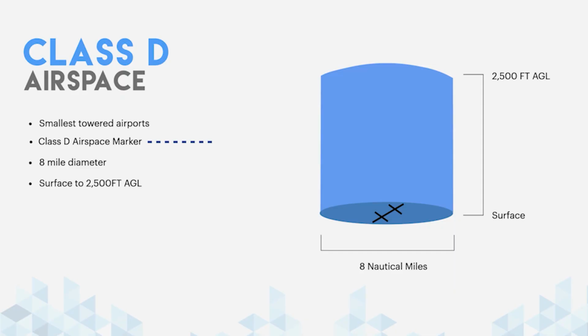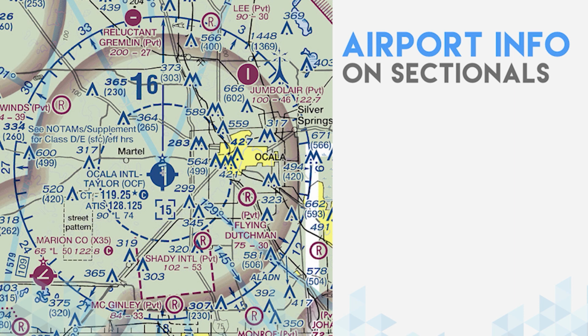Now, I want to lastly stress those dimensions here. 2,500 feet above ground level, a diameter of 8 nautical miles, meaning a radius of 4 nautical miles, are the usual dimensions of Class D airspace. Some are different, but we've been seeing these dimension questions come up over and over on the knowledge test.